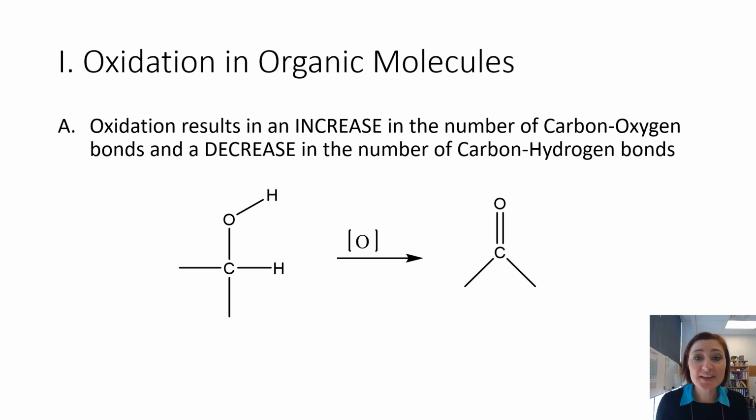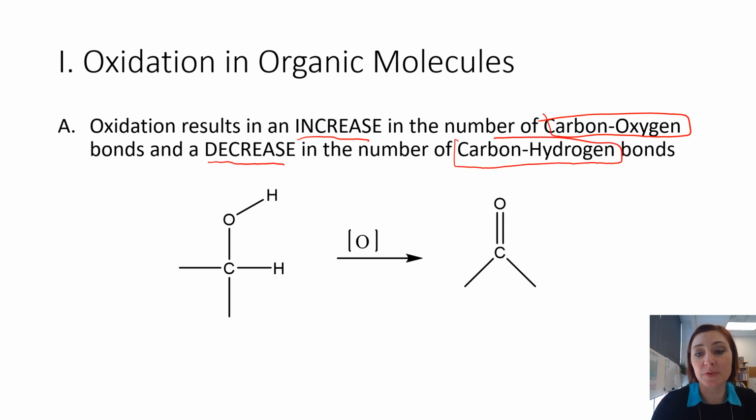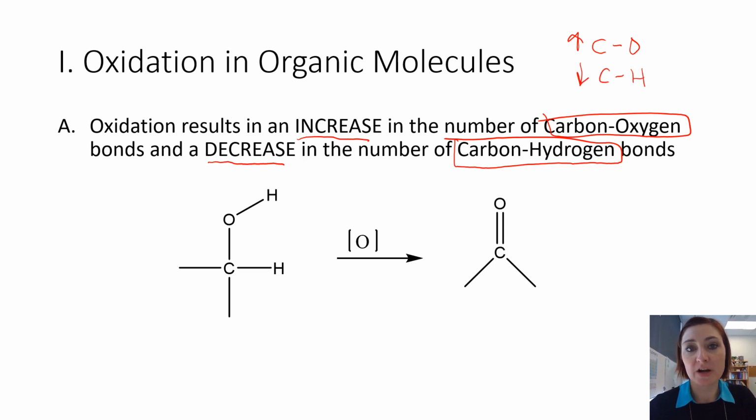All right, so when we think about oxidation in organic molecules, I want you to think about oxidation as resulting in an increase in the number of carbon-oxygen bonds. So we're increasing carbon-oxygen bonds. And in order to increase that, we're going to have to, at the same time, decrease the number of carbon-hydrogen bonds. So if I want to do a shorthand in my notes just to jog my memory, we're increasing carbon-oxygen bonds and we're decreasing carbon-hydrogen bonds. So that's my cheat sheet for oxidation. Later on, we're going to talk about reduction, which is the opposite process. But for now, let's just focus on oxidation.